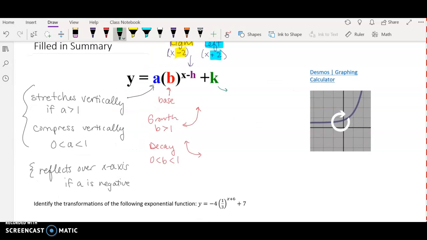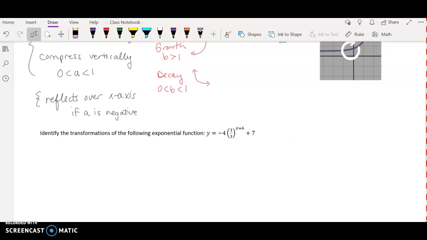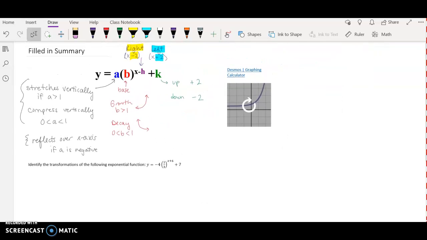Your K is going to move the graph up or down. Up is if it's going to be like plus 2 at the end. Down would be if it was minus any number at the end. So the K is going to do exactly what you think it should do. Plus moves it up, minus moves it down. So let's use that to try this problem down here. Okay, so I'm going to zoom out so you can see everything.